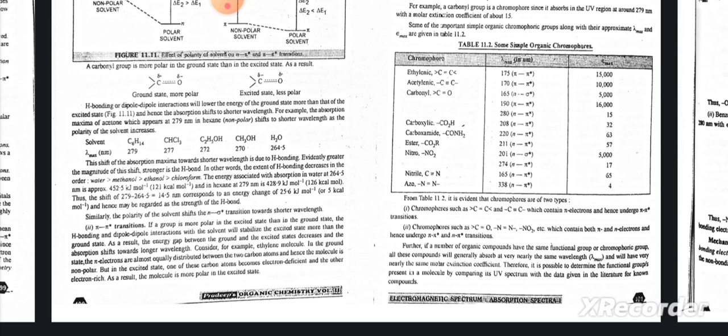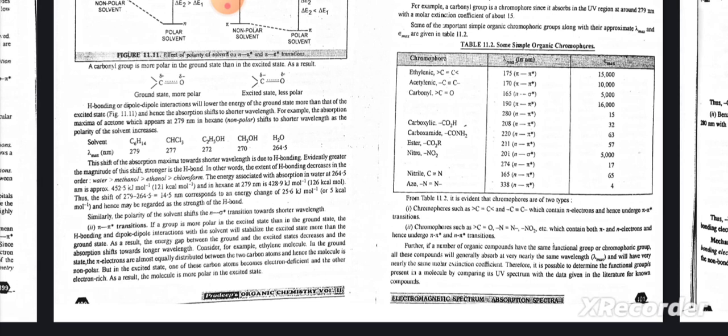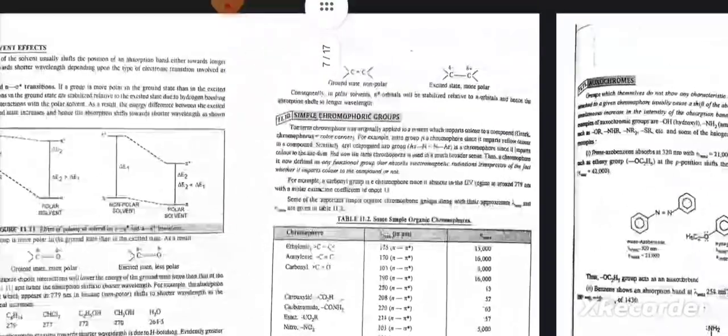Pi to pi star transitions. If a group is more polar in the excited state than in the ground state, the H bonding and dipole-dipole interactions with the solvent will stabilize the excited state more than the ground state. As a result, the energy gap between the ground and the excited state decreases and the absorption shifts towards longer wavelength. Consider, for example, the ethylene molecule in the ground state. The pi electrons are almost equally distributed between the two carbon atoms, and hence the molecule is non-polar. But in the excited state, one of these carbon atoms becomes electron deficient and the other electron rich. As a result, the molecule is more polar in the excited state.